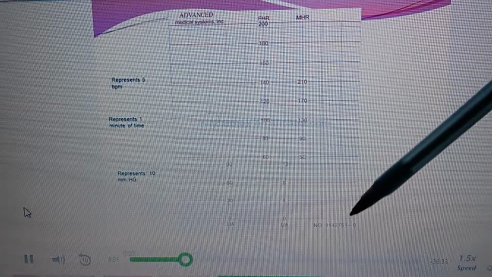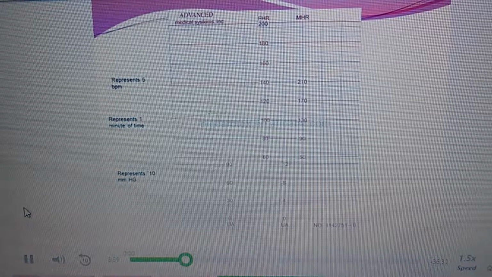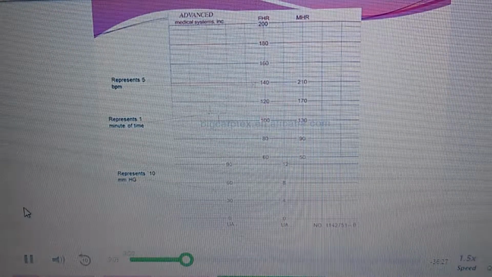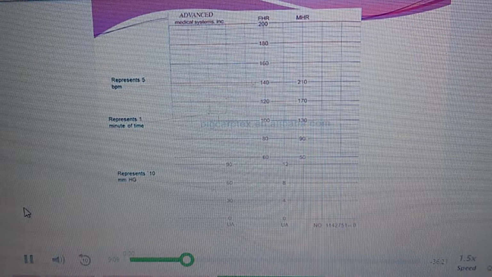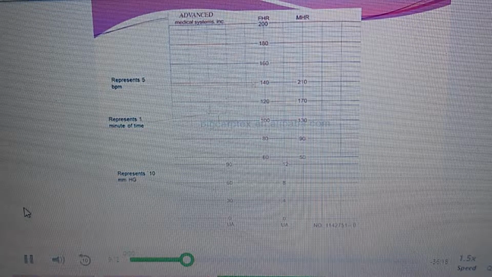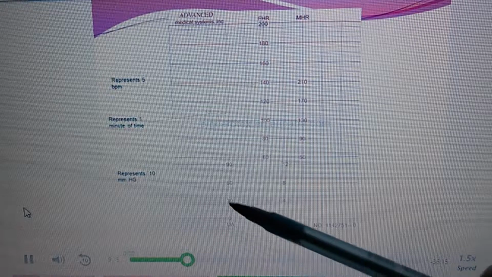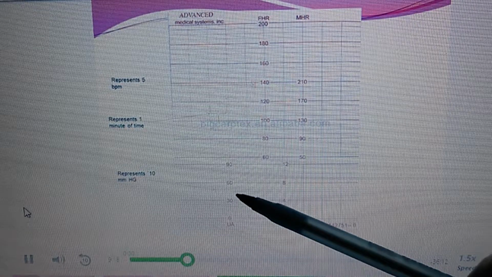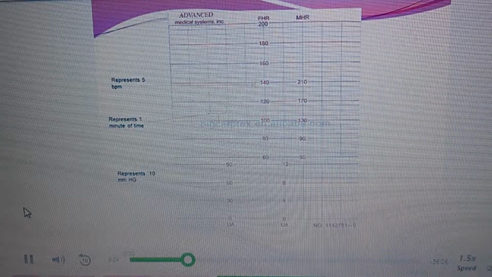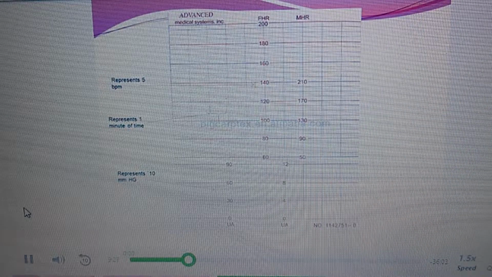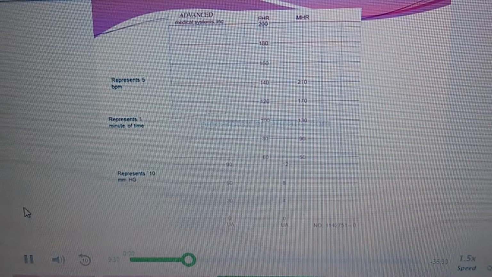Then at the bottom, this bottom block here represents the contractions. This is where you would see the contractions, mom's assessment. What is mom's uterus doing in relation to the fetal heart rate? So this represents 10 millimeters of mercury. The line here that has the arrow going to it represents 10. So if you start at 30, you go 30, then the next line would be 40, the next line 50, and 60. 60 would be this line here, okay? So that represents 10 millimeters of mercury, okay?